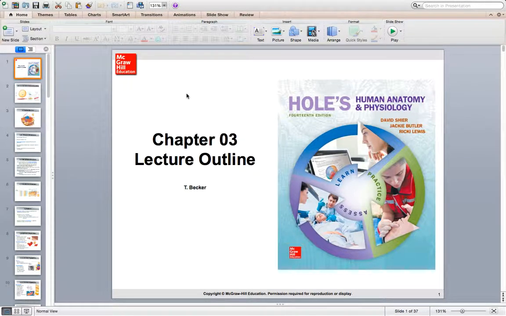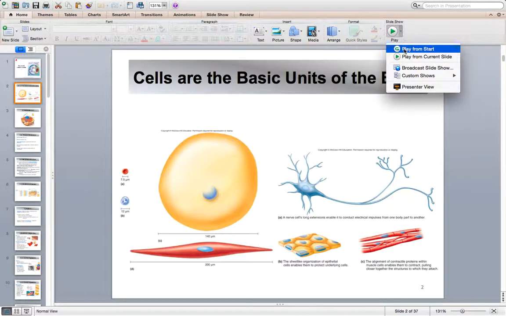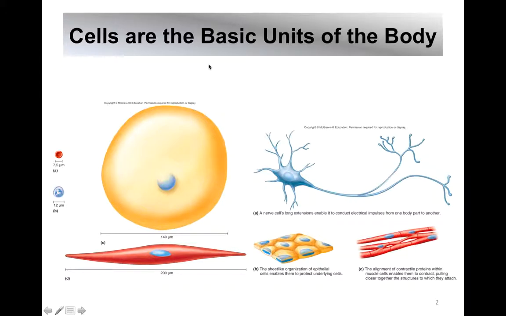Okay, so this is chapter 3 lecture for Anatomy and Physiology 1. This whole chapter is about cells and the cell cycle, the cell parts. The purpose of this slide is to just show all the different cell types.